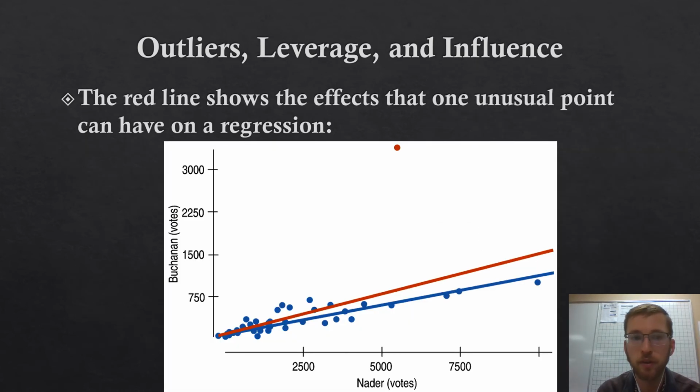In this particular example, our blue line includes the line of best fit if we were to exclude that one unusual red point at the top. If we include that red point, then that is where we get our red line of best fit. So as you can see, our slope is significantly changed. That outlier has a significant impact on our overall line of best fit formula.